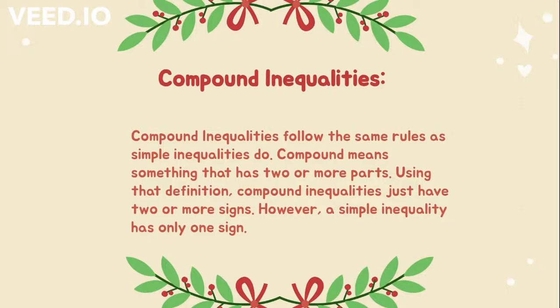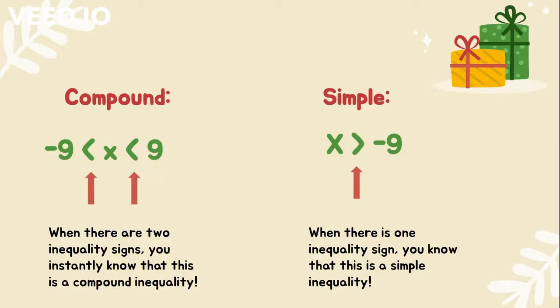Knowing that compound inequalities have 2 or more signs, you instantly figure out that there's going to be more parts to calculate in compound inequalities than simple inequalities. So here are 2 examples. One is a compound and one is a simple inequality. -9 < x < 9. When there are 2 inequality signs, you instantly know that this is a compound inequality. Meanwhile, x > -9. When there is one inequality sign, you know it's a simple inequality because there's only one sign.